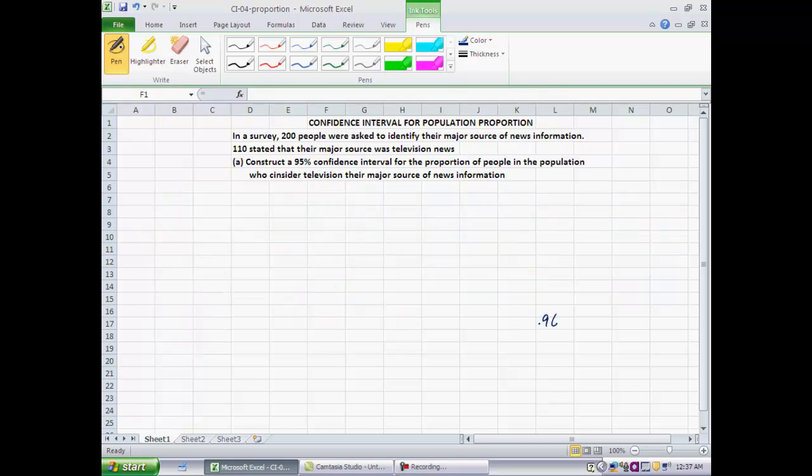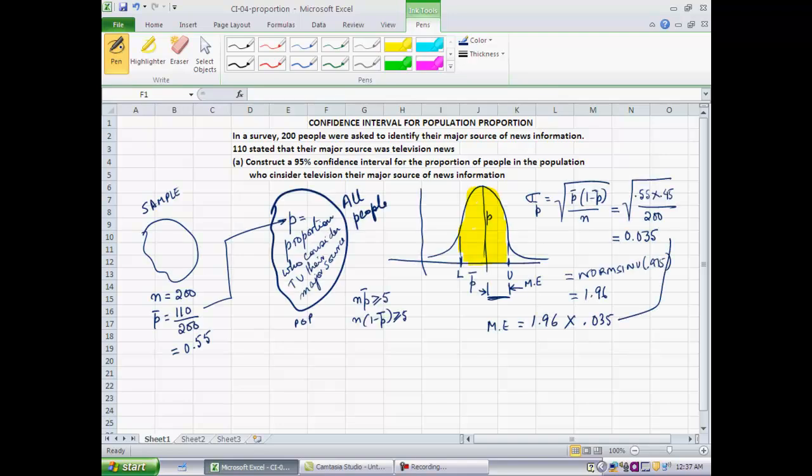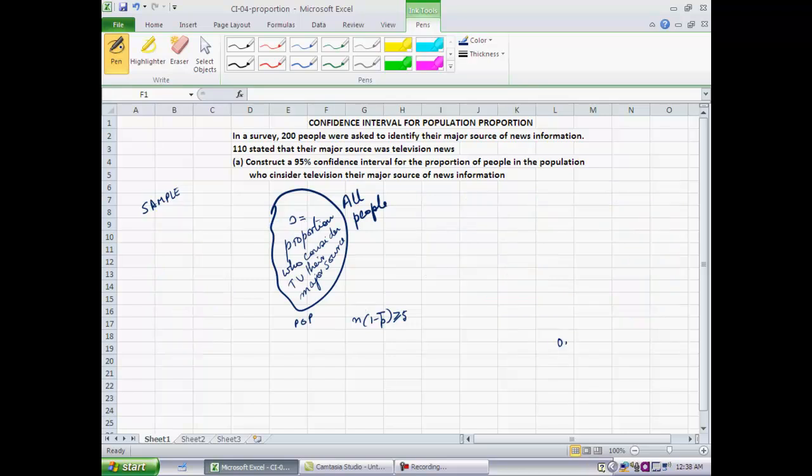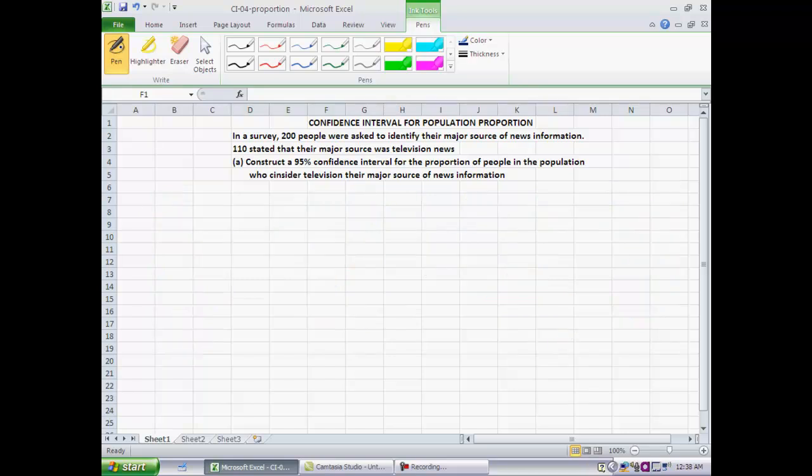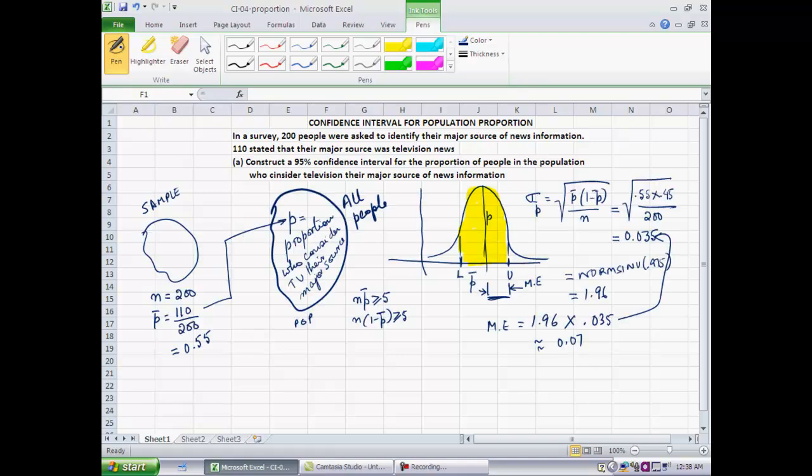Therefore, for this specific problem, the margin of error would be 1.96 multiplied by 0.035. Why? Because one standard deviation is 0.035. This is what we just calculated a minute ago. So this is approximately equal to 0.07. That's how much the margin of error is in this case.